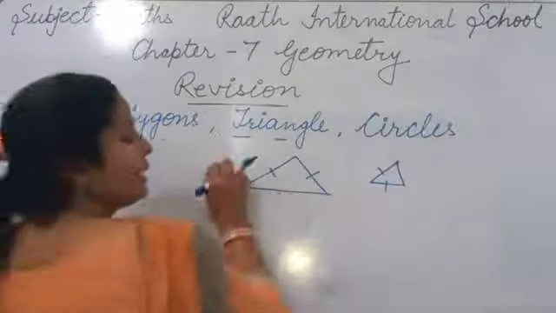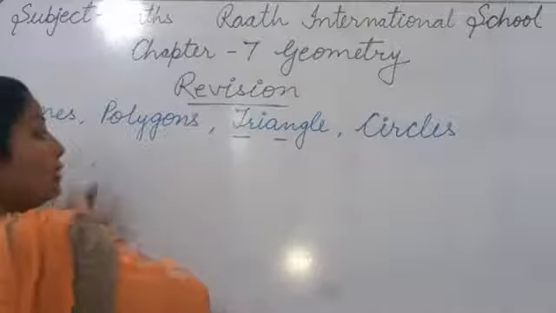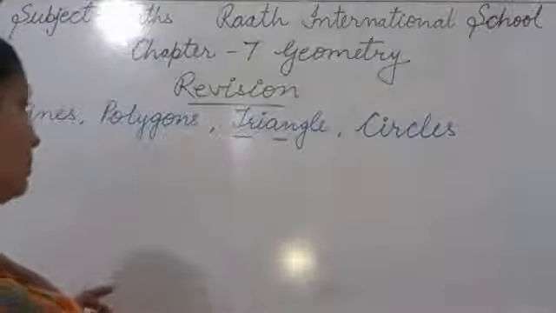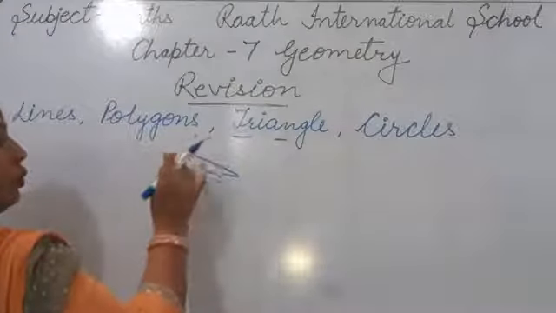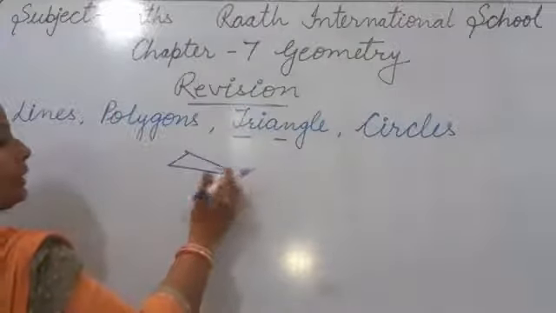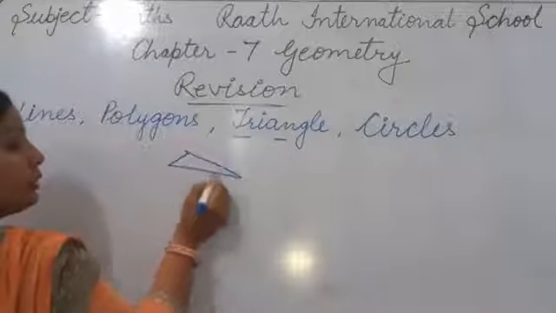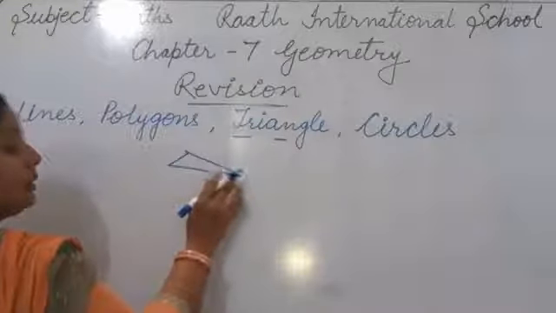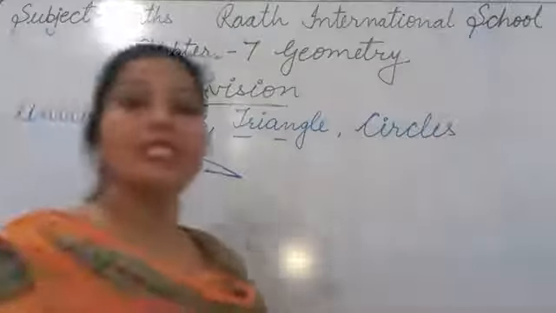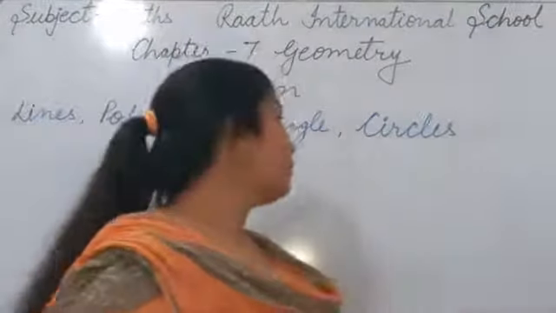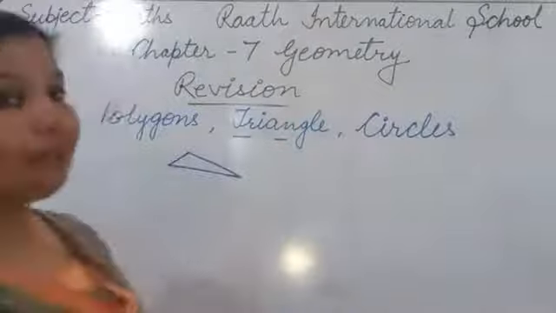Then the third one is scalene triangle. When all three sides are different, जब all three sides different होती है आपके पास, suppose you have like this, okay, all three sides you are getting different, so this is known as a scalene triangle, जिसमें all three sides क्या है, different. So this is a scalene triangle whenever all three sides are different.